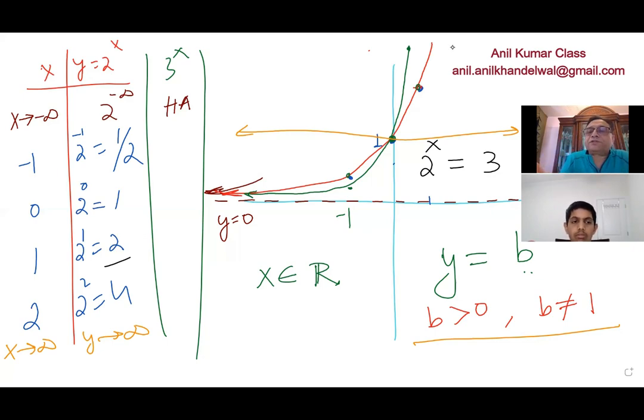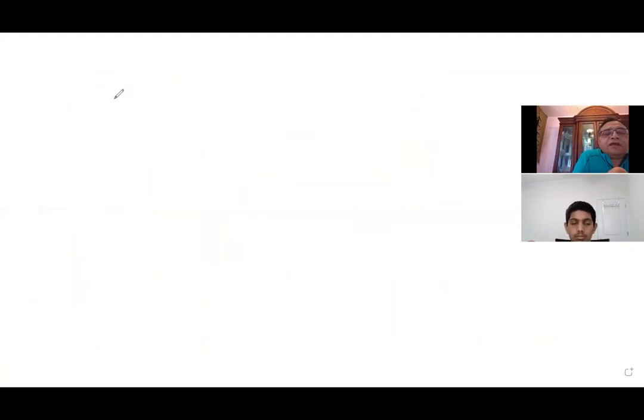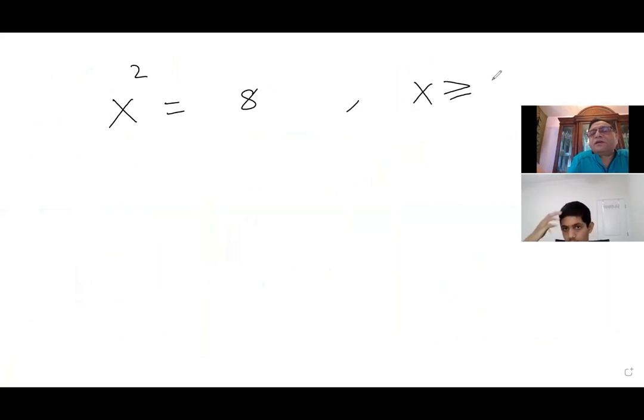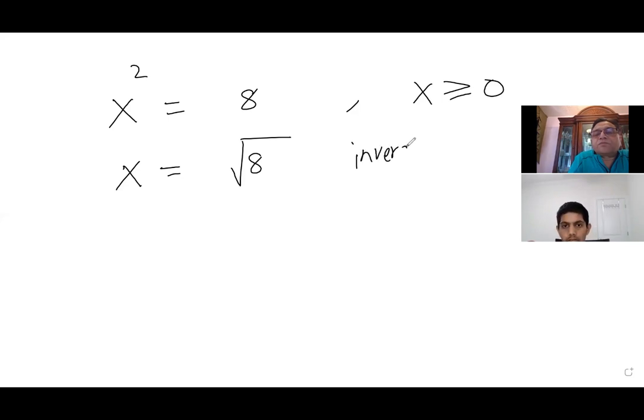So let's get to a new page. As you were saying, if I have x squared equals, let us say, some number 8, knowing that x is greater than or equal to 0 for our condition, in that case x is equal to the square root of 8, correct? Because the inverse of square is square root.